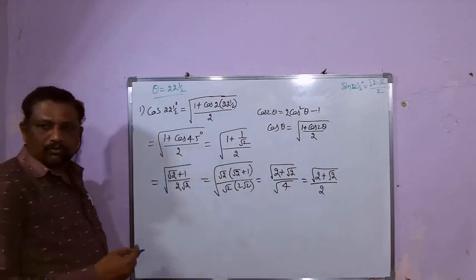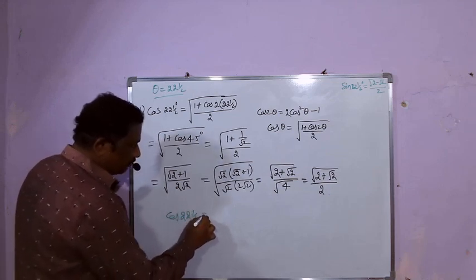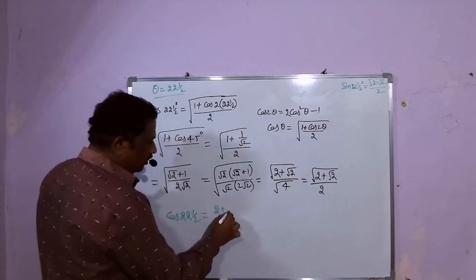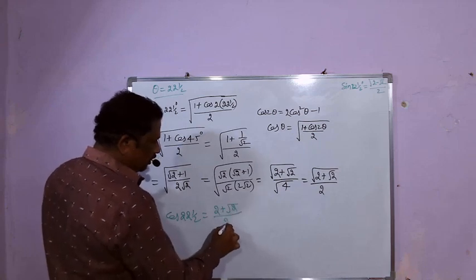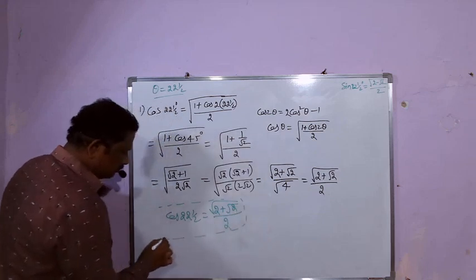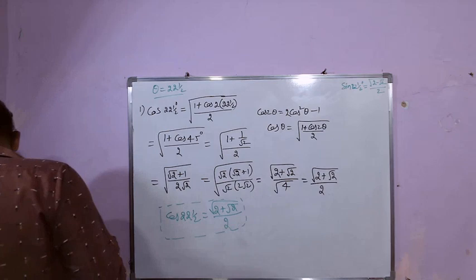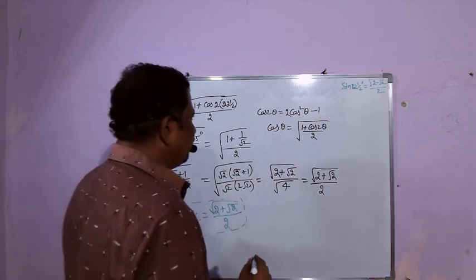cos 22.5 degrees value is equal to under root of (2 plus root 2) divided by 2. This is cos 22.5 degrees. Next, tan we will see.